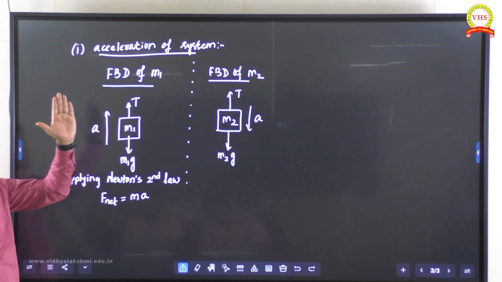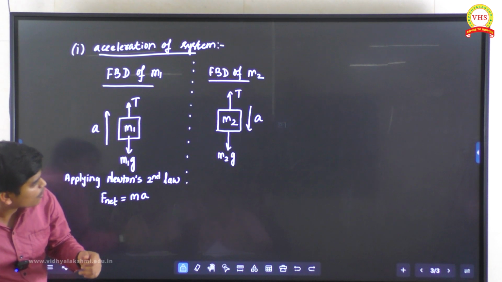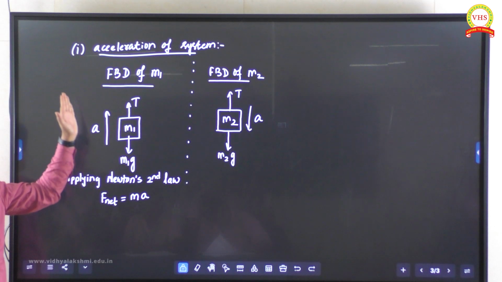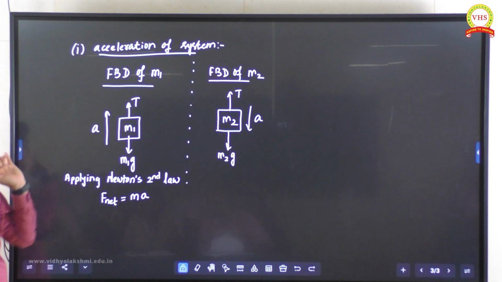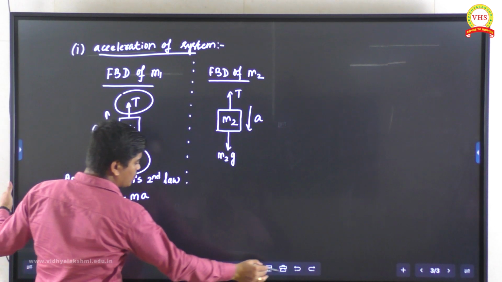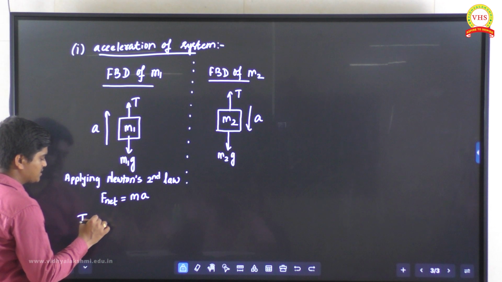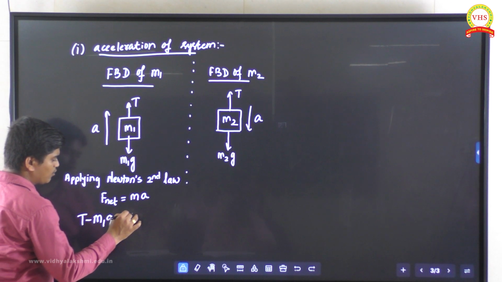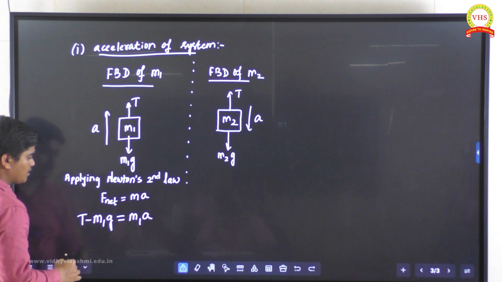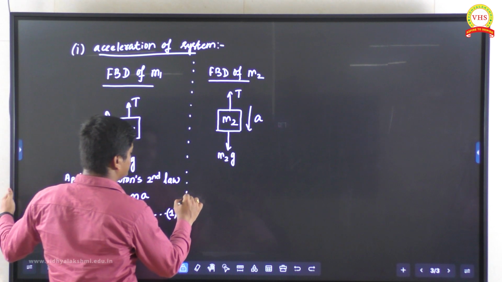See, upward one force is acting, T, and downward force is M1G. And this object is moving in which direction? Upward. That means this upward force is greater than M1G. So if I want to find the net force, then T minus M1G equal to what? M1A. Now this one I'll keep as equation 1.